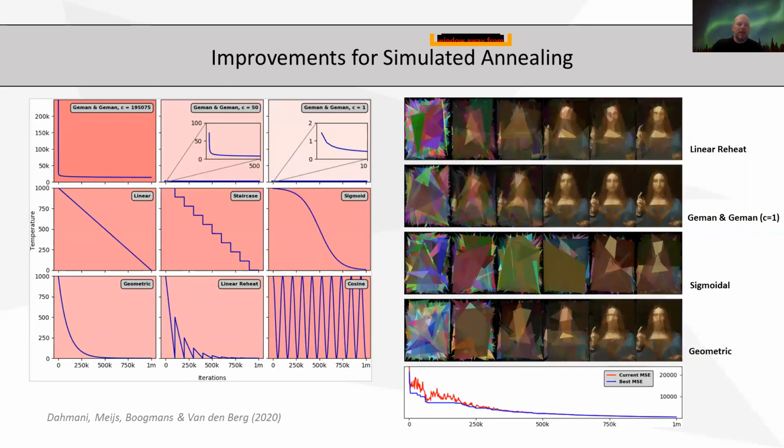Then about simulated annealing, and this is work by Redouan Dahmani, Anne Meijs, and Sven Boogmans, who took a different, this is the original really bad performing cooling schedule for simulated annealing. What Redouan did was just take 9 really different cooling schedules for simulated annealing, and the redness indicates the relative average temperature of a cooling schedule. So this was the hottest, and this was the coolest, and this was something in between.